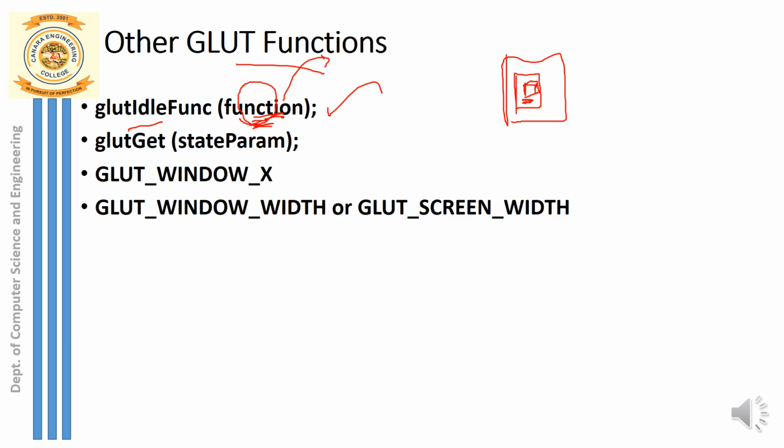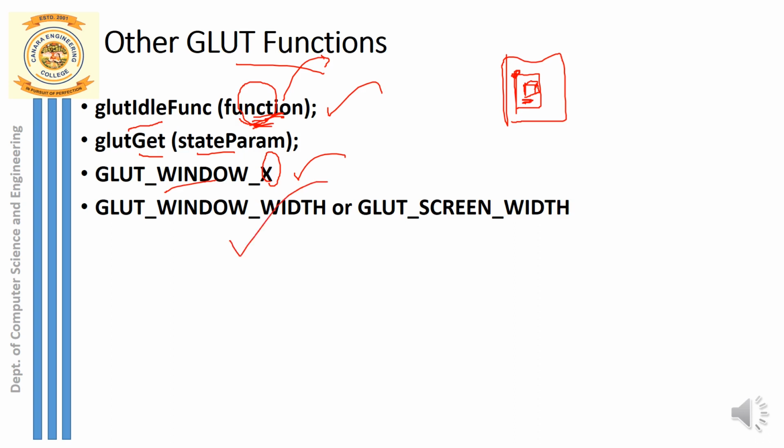Next we have the last function, glutGet. It is used to retrieve some information, so you can pass a parameter. One such parameter is GLUT_WINDOW_X. This returns the x coordinate of the current display window. If I have multiple display windows, the current x coordinate of the display window position will be returned if I make use of this parameter, GLUT_WINDOW_X.